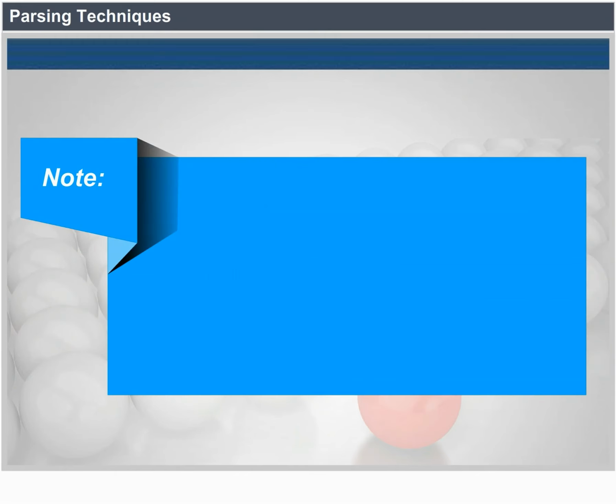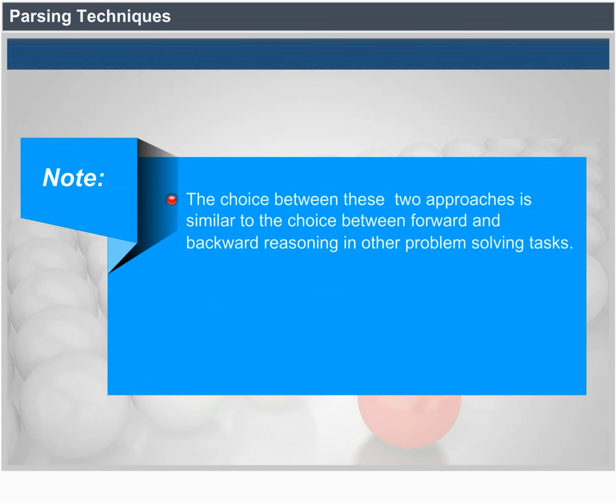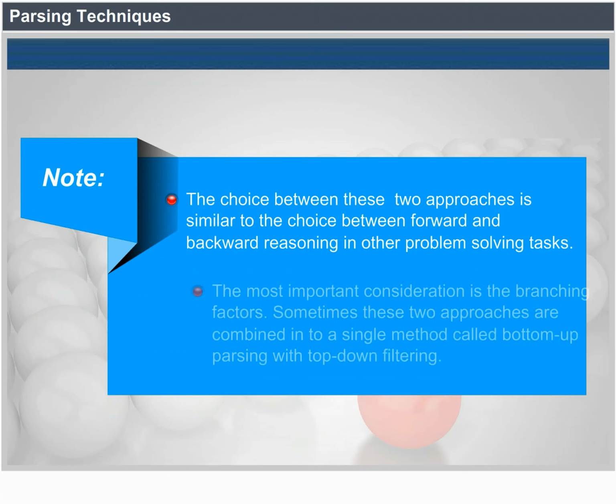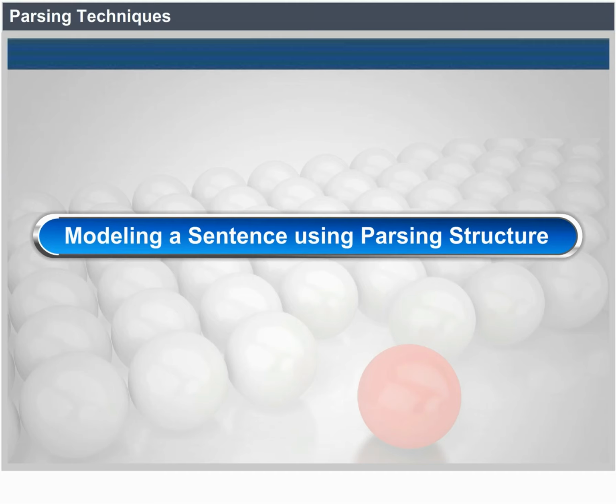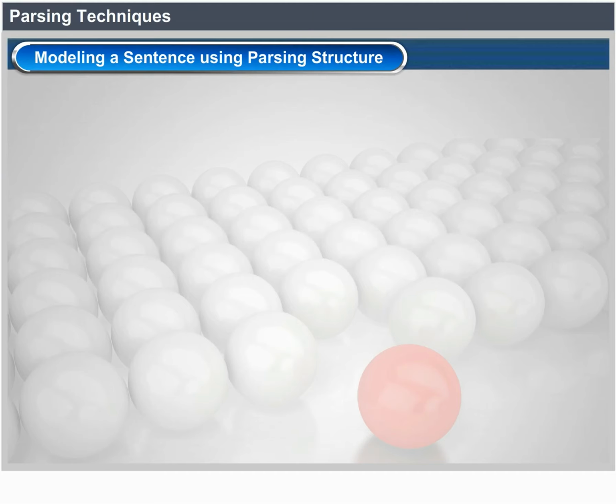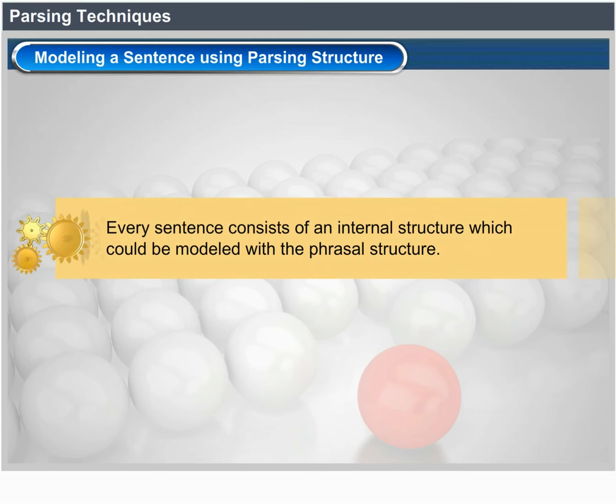Note: the choice between these two approaches is similar to the choice between forward and backward reasoning in other problem-solving tasks. The most important consideration is the branching factor. Sometimes these two approaches are combined into a single method called bottom-up parsing with top-down filtering. Modeling a sentence using parsing structure: every sentence consists of an internal structure which could be modeled with the phrasal structure.